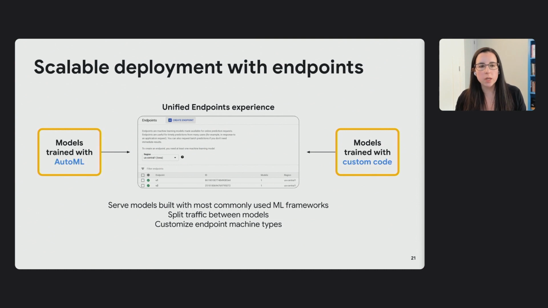Then, as we just saw, we can scalably deploy your model to an endpoint. And whether you train your model with AutoML or custom model code, all of your endpoints show up in the same place, and you can access them with the API that I just demonstrated. You can split your traffic between models, and you can also customize the machine type on your endpoints. As you saw, I passed that parameter when I created the endpoint via the SDK.